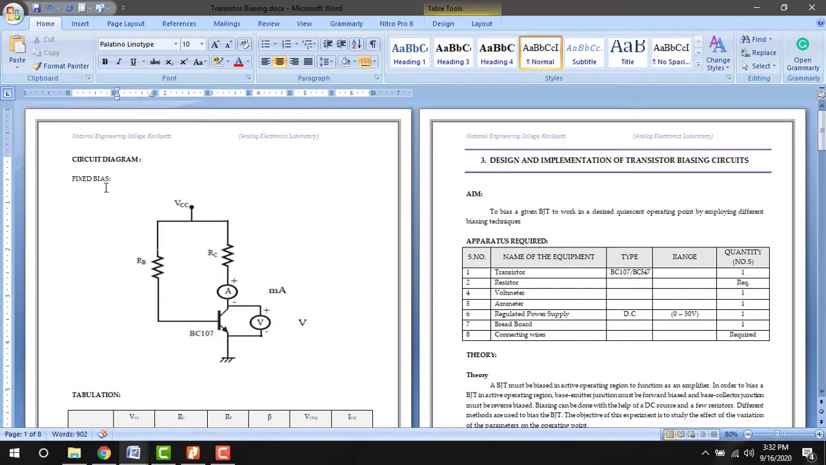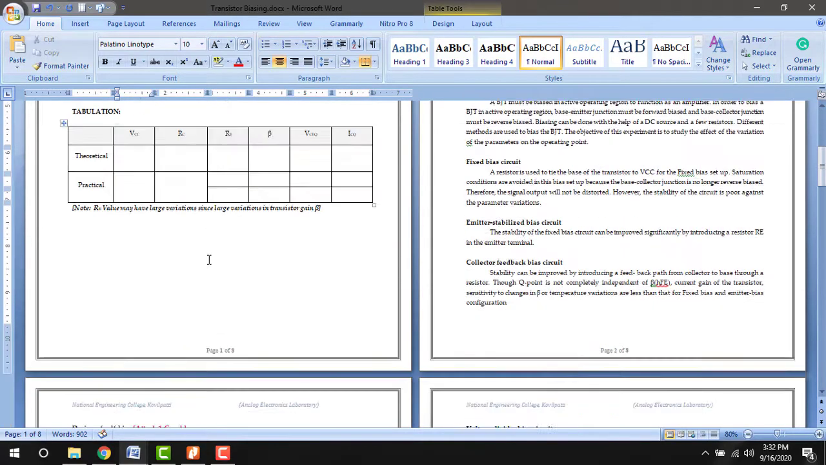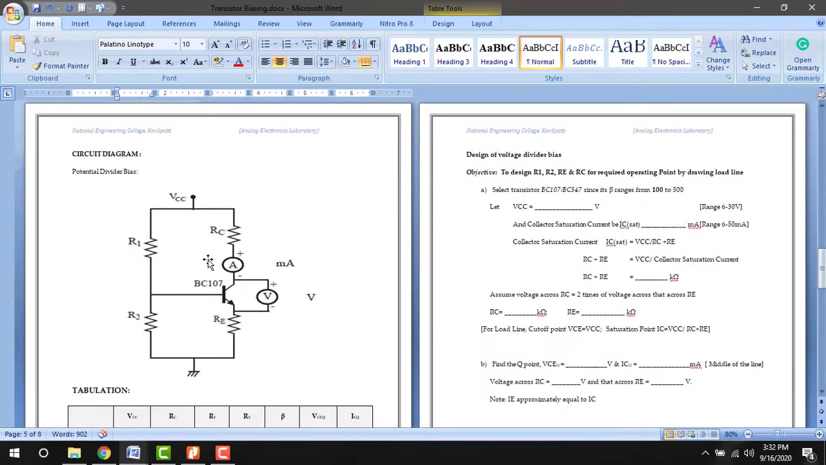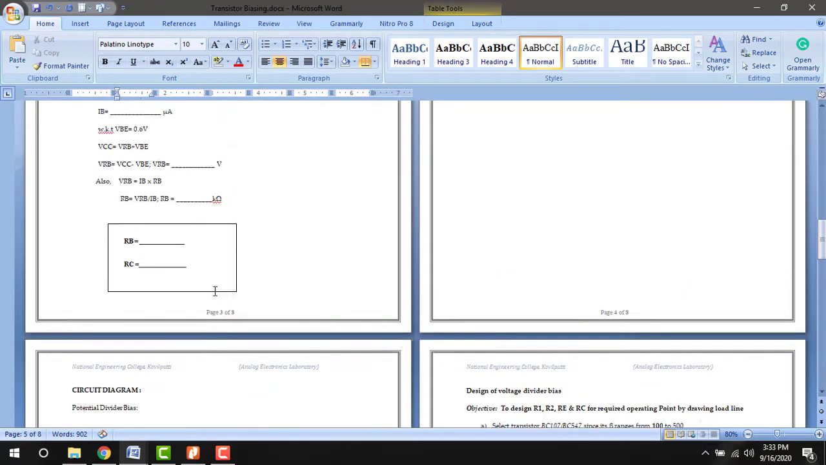Suppose it is a fixed bias means we are going to design the RB value and RC value. Similarly, for the potential divider bias, we are going to design R1, R2, RC and RE. So this design procedure is very much important while doing the laboratory as well as the theory part. So this is the important one.